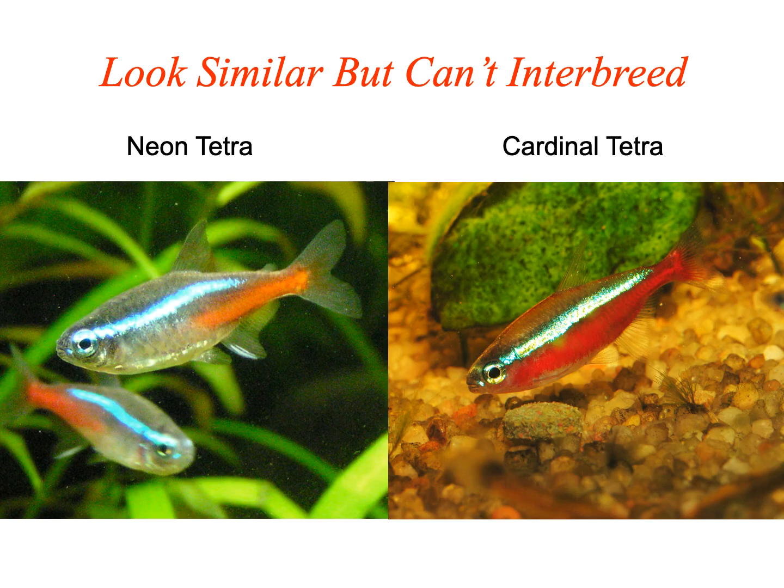Sometimes species can look similar, but they can't interbreed. So the neon tetra and the cardinal tetra will not produce viable offspring. And the fish seem to have the same shape. The only difference is the amount of red in the body, but they are very different species.